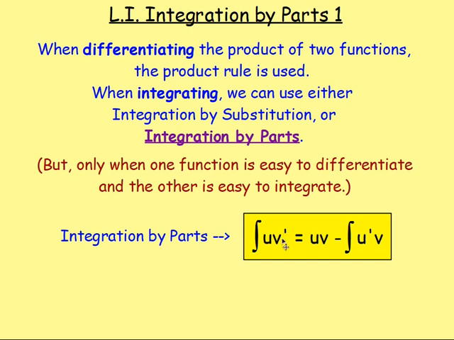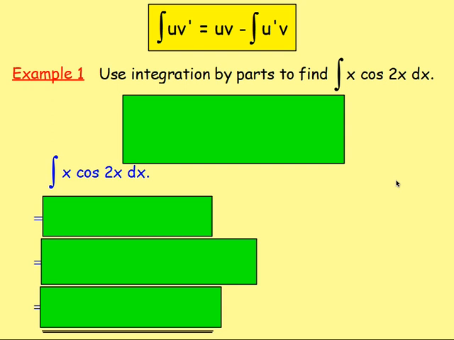Then the integral will become u times v minus the integral of u dash v. So you've got uv minus the integral of u dash v. The only place you've got a dash is for u dash just after the integral sign. Let's try some examples then.